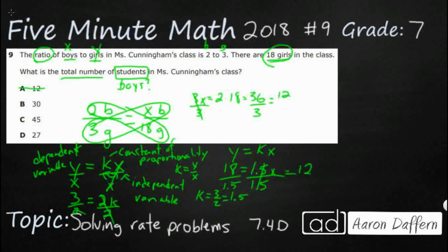So we got 12 boys. We got 18 girls. We add those up and we are going to get 30 total students. Our answer here is B.